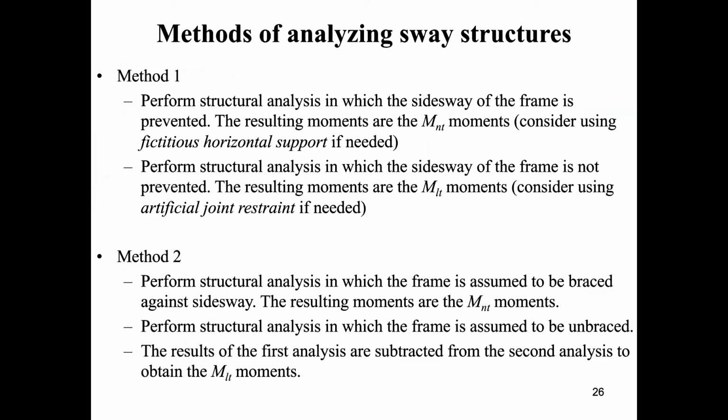Methods of analyzing sway structures. Method 1. Perform structural analysis in which the side sway of the frame is prevented. The resulting moments are the no translation moments, M_nt. Consider using a fictitious horizontal support if needed. Don't worry, we're going to go through all that in just a few seconds.